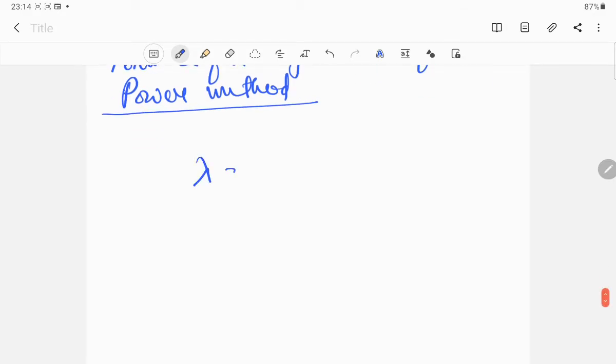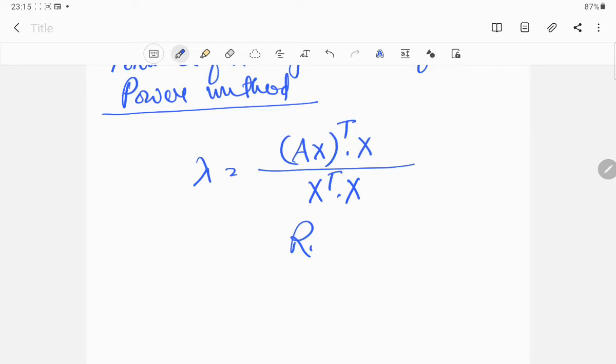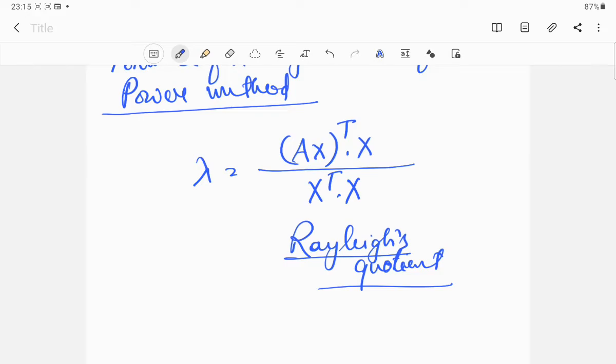What is the formula? Lambda equal to (Ax transpose into x) divided by (x transpose into x). This is called Rayleigh's quotient. This is a kind of ratio. By using that you can find out the value of the eigenvalue. So let us apply that.